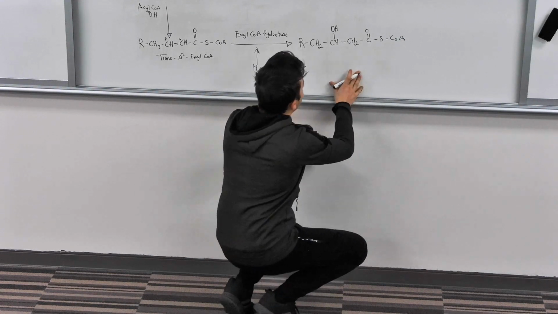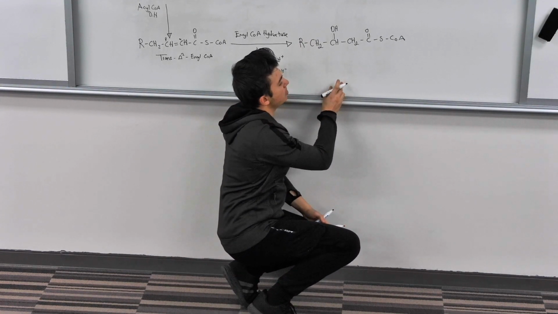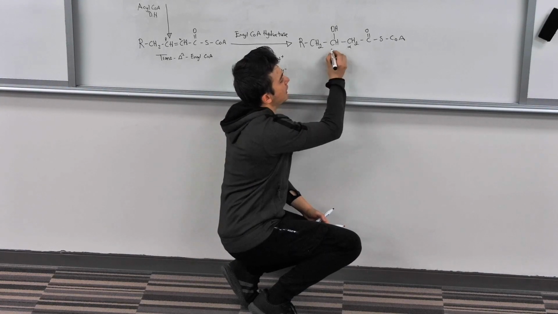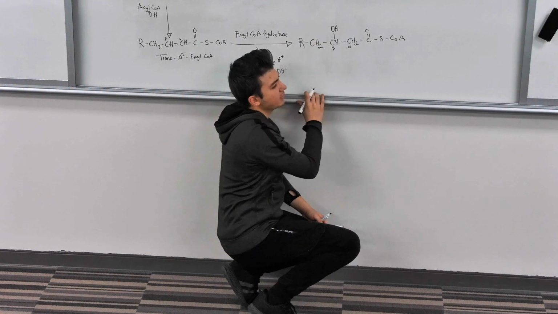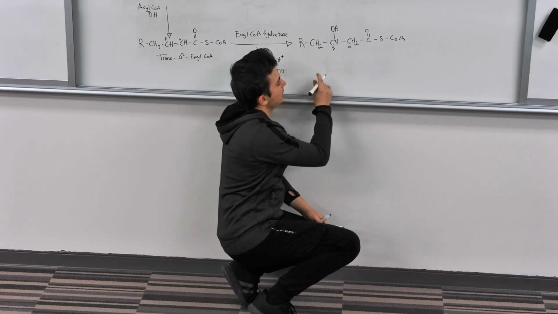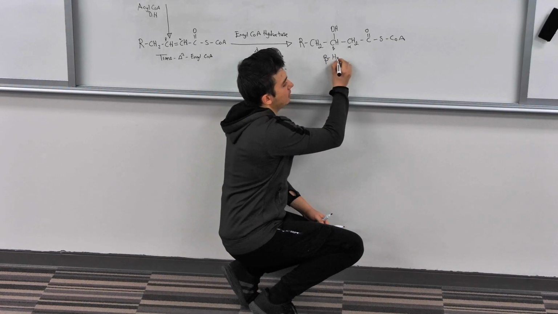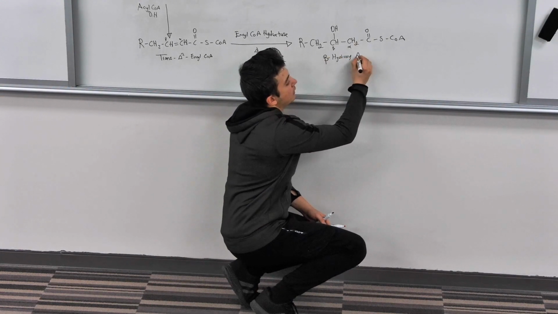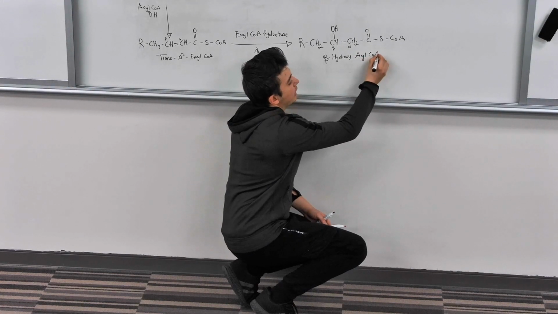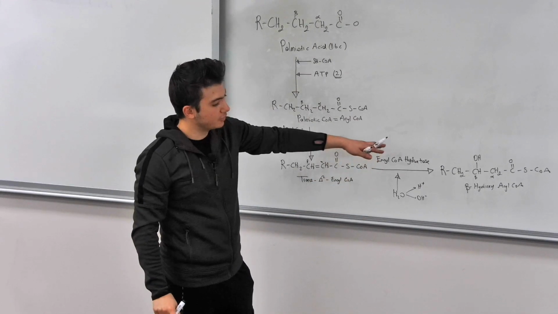Okay, what is the name of this structure? There is the alpha carbon, there is the beta carbon, but I see that there is a hydroxyl group on the beta carbon, right? So I can say that the name of this molecule is beta hydroxyacyl coenzyme A molecule, okay? The name of this molecule is this. And the third step is starting.